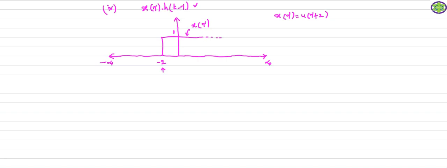This h of t minus tau is a moving signal. Based on the t value, we need to represent this h of t minus tau. So let us represent this h of t minus tau from minus infinity, in this way on the left hand side, because we are going to move this h of t minus tau. Whenever the h of t minus tau is moving, in the process it is going to overlap with your x of tau.